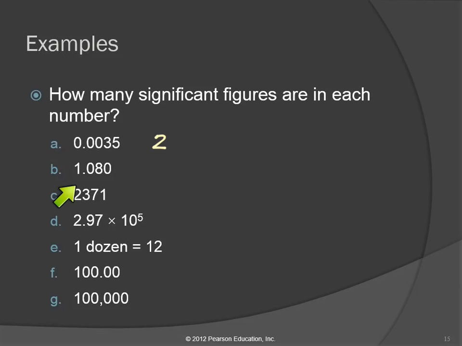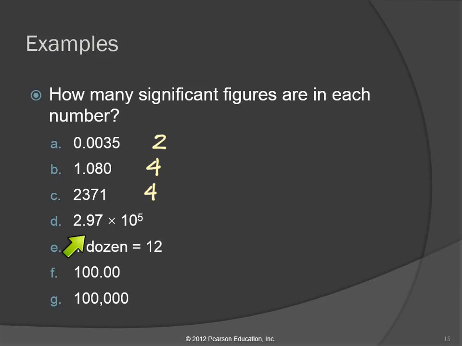How about 1.080? That has 4 significant figures. Obviously, the 1 and the 8 are significant. This is an interior 0, and this is a trailing 0 with a written decimal point. So in this measurement, this thousandths place was estimated, and we estimated that it was 0. So we don't want to just leave that off because then we're throwing information away. How about 2371? 4. That one's easier because there's no zeros.